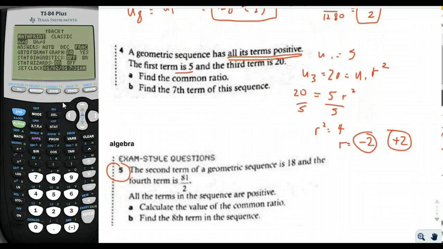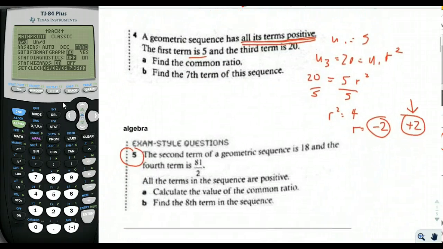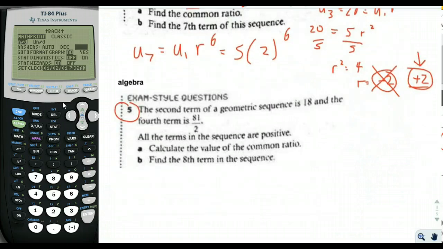Oh, but wait a second. It says that all the terms are positive. So then we know that r has to be positive 2, so that all the terms are positive. If we have a negative multiplier, remember, just like the previous example, it bounces between positive and negative values. And it already said that all the terms are positive, so we know the answer is positive 2. So we found the common ratio. Find the 7th term of the sequence. So then we just do u7 equals u1 times r to the n minus 1, which is 6. And u1 is 5, r is 2. You can do that in your calculator.